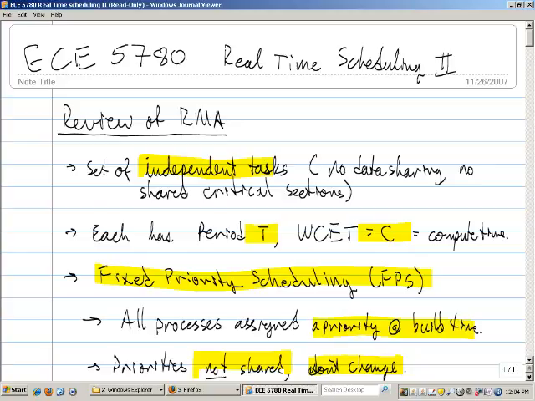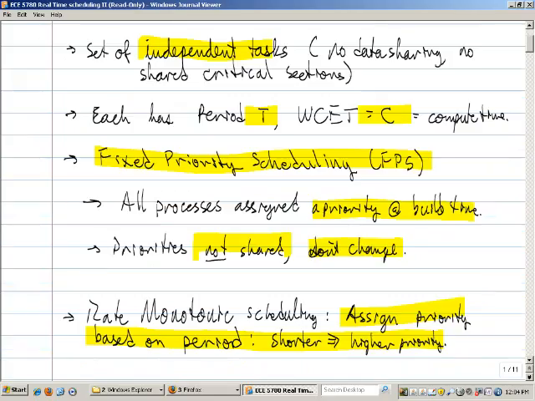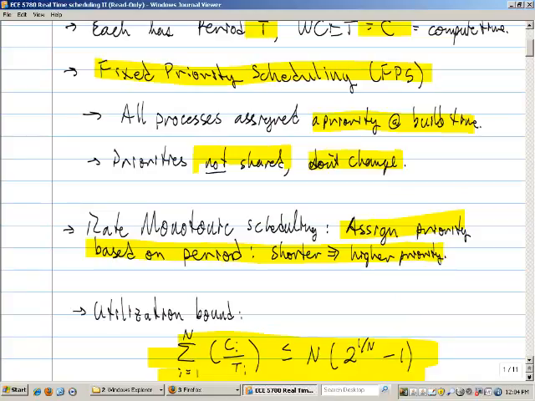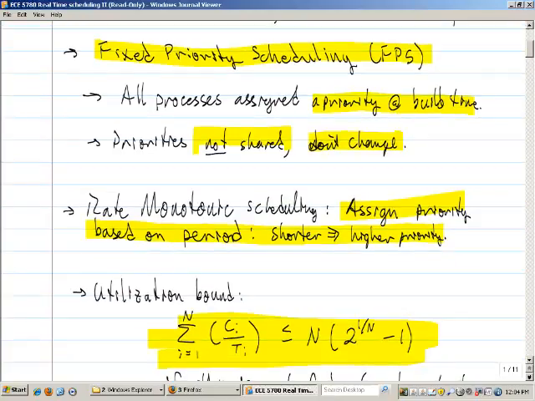At runtime, you will not be changing the priority. It's fixed. So at build time, we'll assign. The priorities will not be shared. They will not change at all. And now we'll assign the priorities based on the time period, and that is, the shorter the time period, the higher the priority.